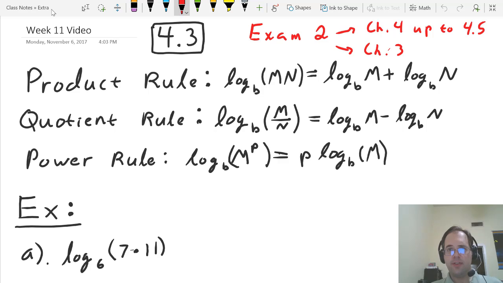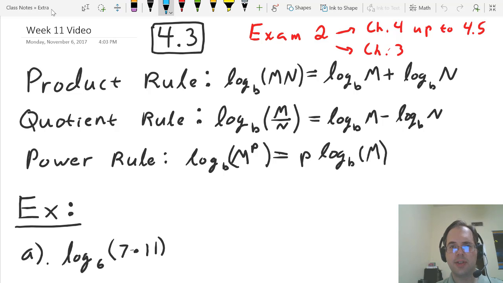But for this video, I'm going to go ahead and show a little bit from 4.3 and 4.4. So what's being covered this week? Starting with 4.3, we're dealing more with logarithms, but we're dealing with something called the logarithm rules. There are three logarithm rules: the product rule, the quotient rule, and the power rule. So let's run through these real quick to see what they do.